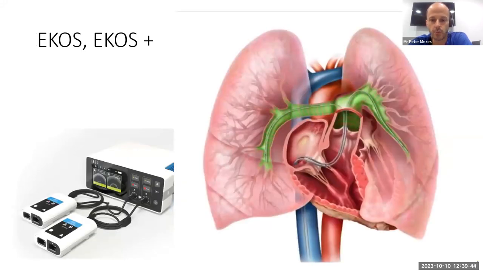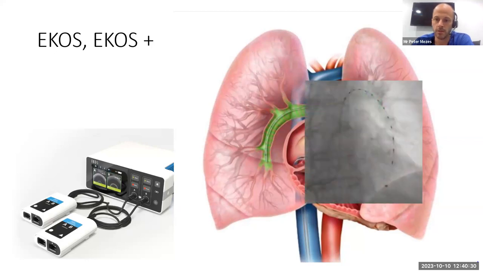So this is the most widely used device for catheter-directed thrombolysis, which uses an additional feature to deliver ultrasound waves, ultrasound energy, which is meant to break up the fibrin and allow the penetration of the thrombolytic drug deeper into the clot. It's called EKOS, or now there is a new version, EKOS Plus, which allows even higher ultrasound energy delivery, and therefore hopefully even better breakdown of clot with lower need of thrombolytic drugs.